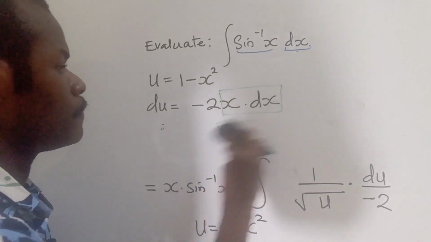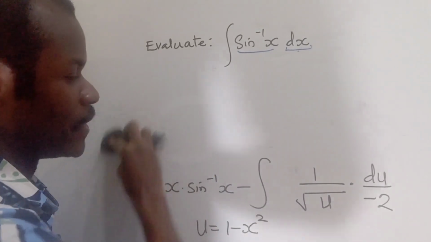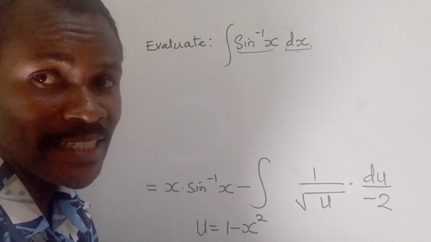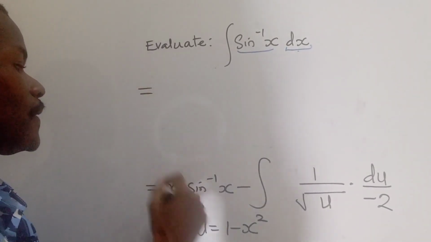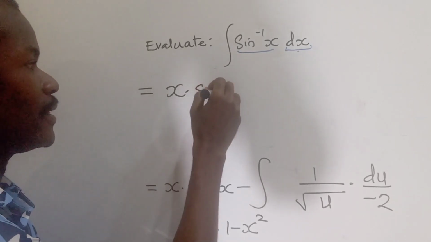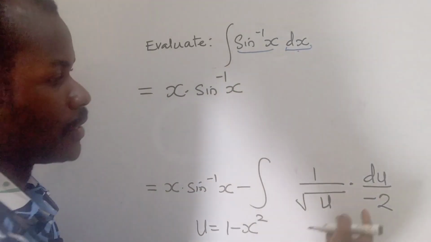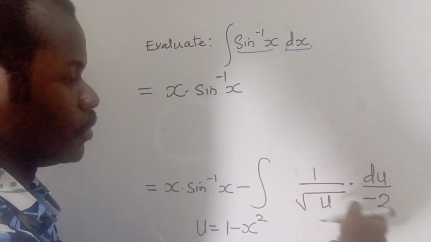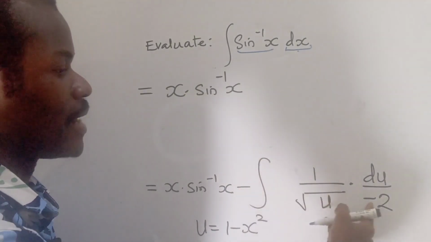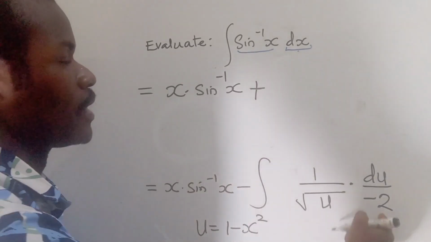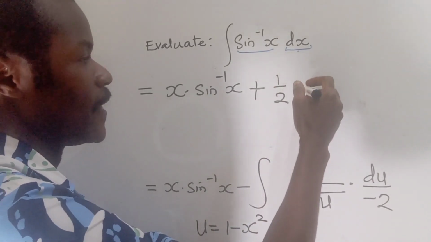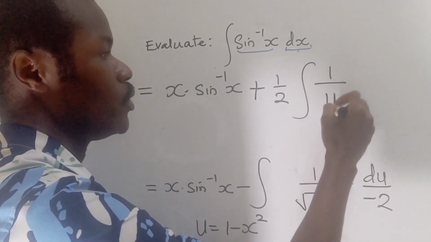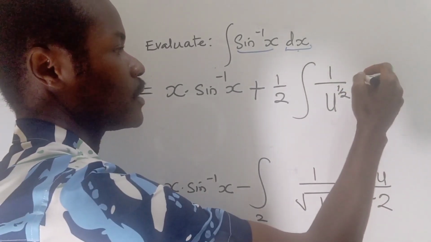So from this point, the integral is now in terms of u, which we can easily integrate. So we are going to have all this as x multiplied by sine inverse of x. Now this can come out as a coefficient. So this is 1 over minus 2, so we bring this out. Minus times minus is plus, so we have a half out here. So we have the integral of 1 over, which also means u to the power of half, then we have our du.